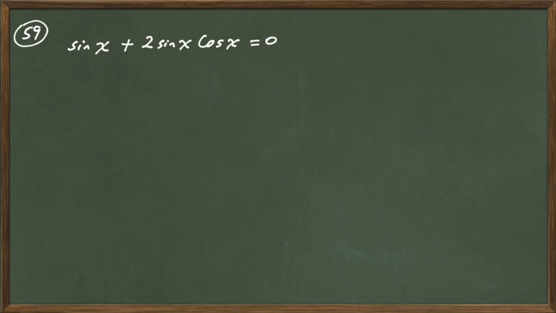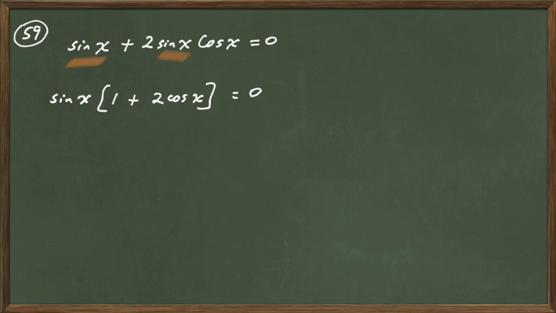Okay, 53. How about 59? Look for common factors. Do these both have a sine of x? So if I factored a sine of x out, this is 1 plus 2 cosine of x. Now again, I said there's really not much to teach in this section because it's all of your algebraic equation solving skills mixed together with your trig skills. If something times something equals 0, I make it equal 0.